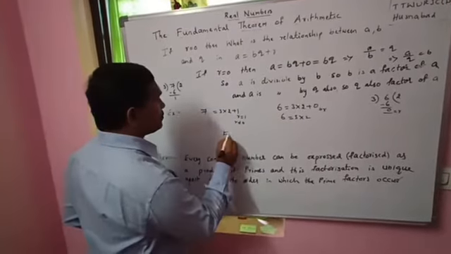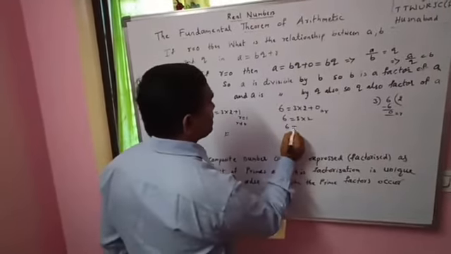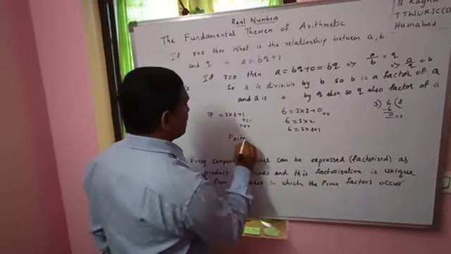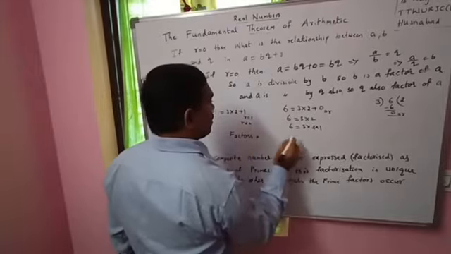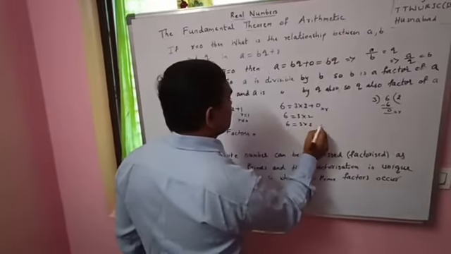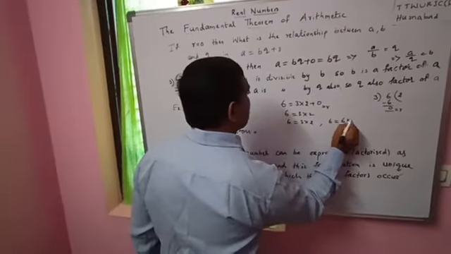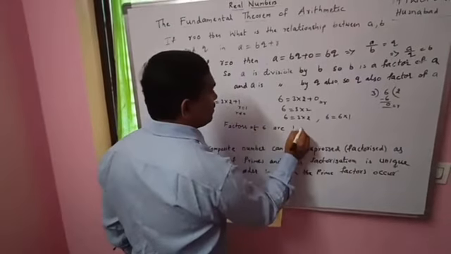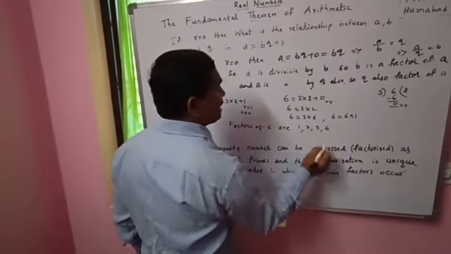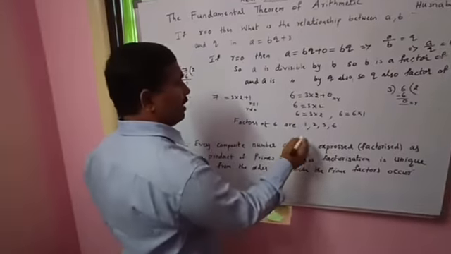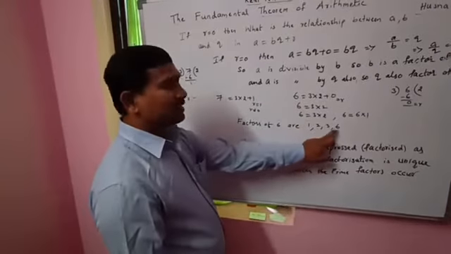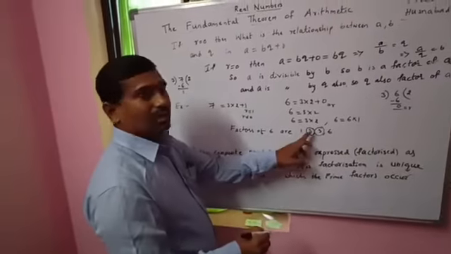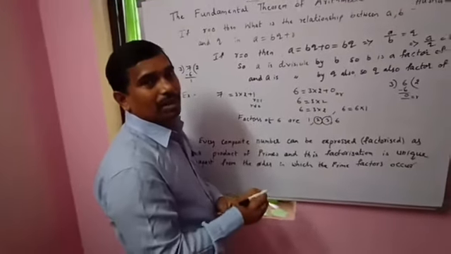So this also can be written as 6 equal to 3 into 2 into 1. So factors: 6 can be written as 3 into 2, or 6 can be written as 6 into 1. So factors of 6 are 1, 2, 3, 6. How many factors are there? 4 factors. Here 2 and 3, what are 2 and 3? 2 and 3 are prime numbers.